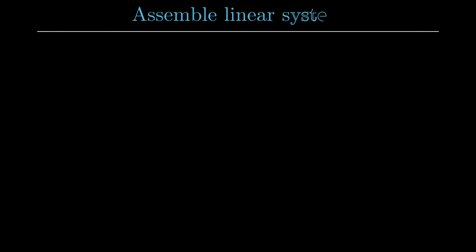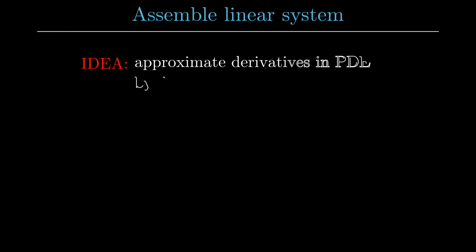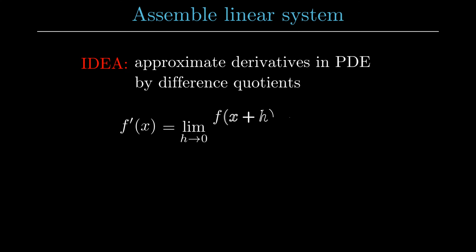Assemble linear system. The core idea of the finite difference method is to approximate derivatives in the PDE by difference quotients. The formal definition of the derivative is f prime of x is the limit of f of x plus h minus f of x over h as h goes to 0. Please note that for small values of h, this quotient is a good approximation of the derivative. However, in the Poisson problem, we only have second derivatives.